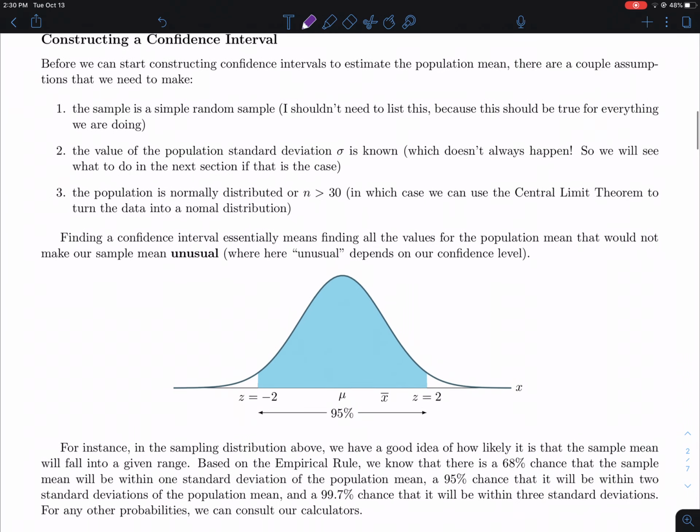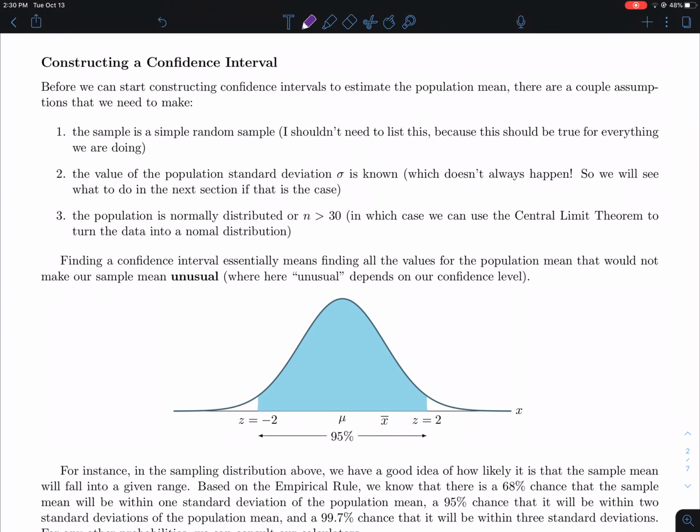There's a little bit of stuff before we get to the actual practice here. To construct a confidence interval, we basically have to make a couple of assumptions. The first one is that our sample is a simple random sample. I wrote this down, but in reality I shouldn't have even had to, because if we're doing statistics and it's not a simple random sample, then it's just silly to begin with. If our sample isn't random, then really all the statistics that we get from it are invalid anyway. But I put it down there just to make sure you know it's there.